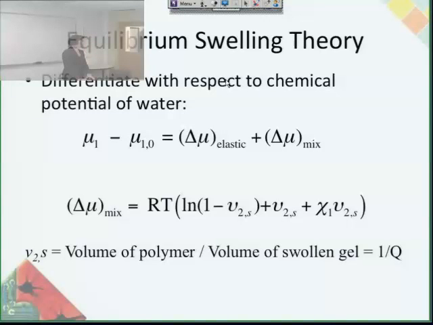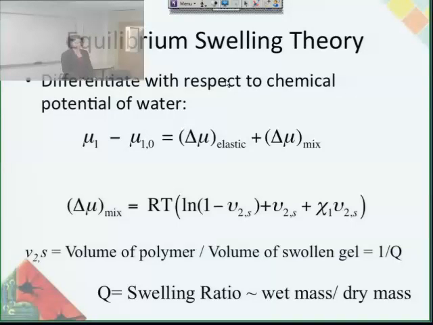And then V2S, you'll see a lot. That is the volume swelling of the swollen polymer. You can get that by dividing the volume of the polymer by the volume of the swollen gel, which is also known as 1 over Q, Q being the swelling ratio. The swelling ratio is the volume of the swollen gel divided by the volume of the polymer without being swollen. You can think of that as the fold change of how much the volume changes when it swells in water.